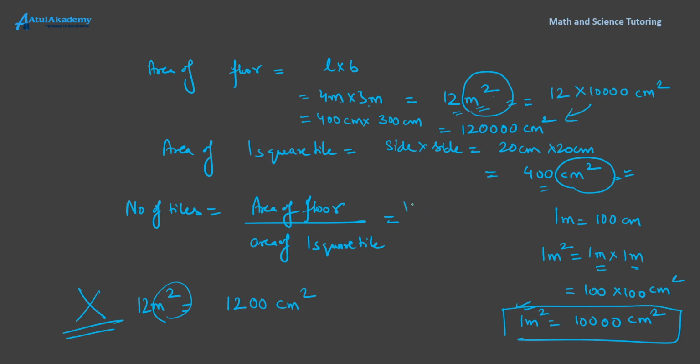Now you have to divide. So it is 120000 centimeter square by 400 centimeter square. Now you see centimeter square cancels out. 2 zeros cancel, and 4 into 300, so you got 300 tiles. I hope this is clear students, because unit conversion is the most confusing thing, so please take care of that.